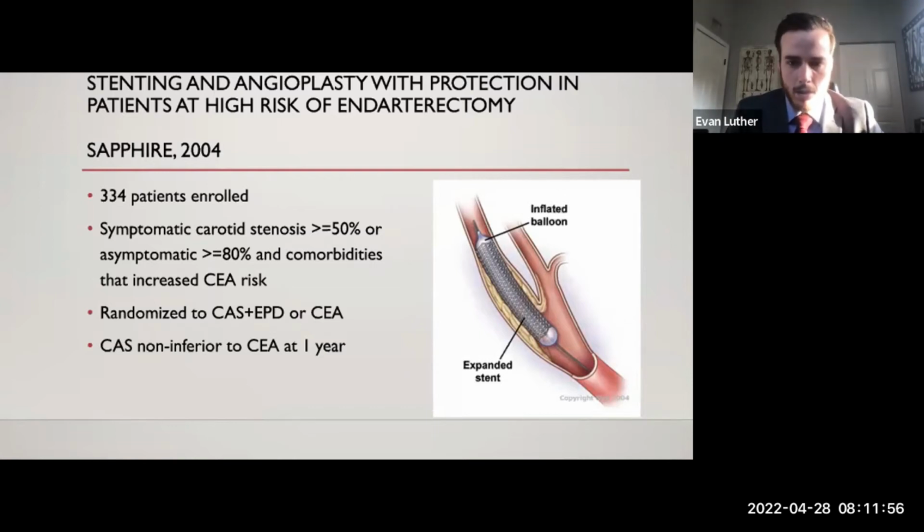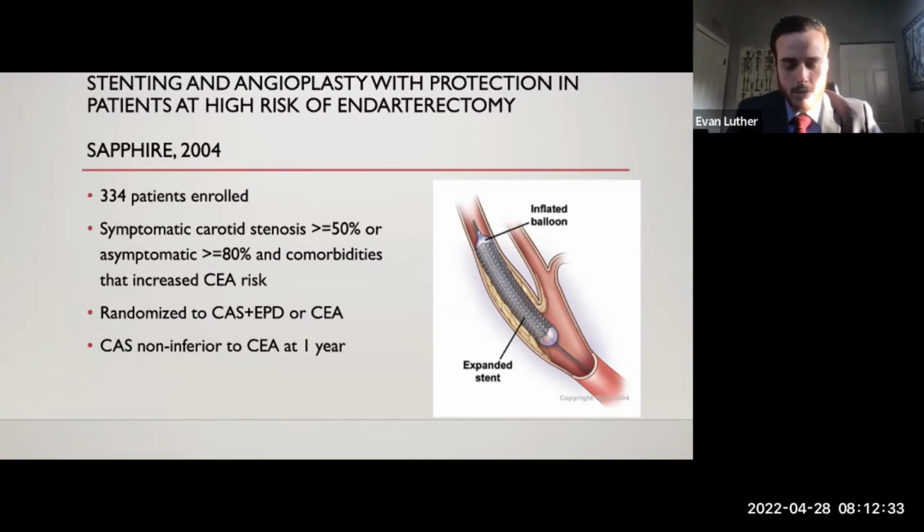So patients who had concurrent cardiovascular disease or pulmonary disease. They were randomized to either carotid artery stenting with embolic protection or endarterectomy. And what they found, again kind of mimicking the prior Cavitas trial, was that at 1 year, carotid artery stenting really wasn't much different in terms of stroke and death than carotid endarterectomy, and they did find that there was a lower risk of periprocedural MI.